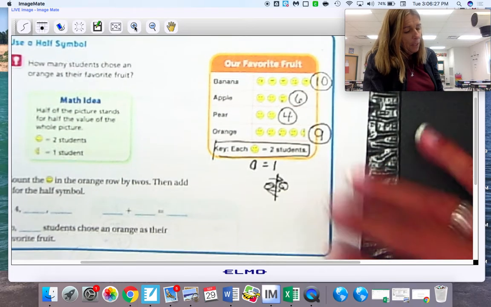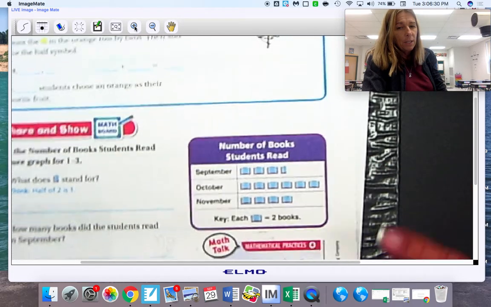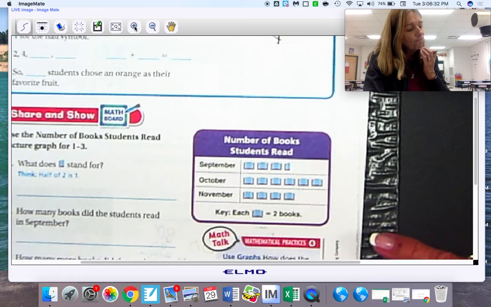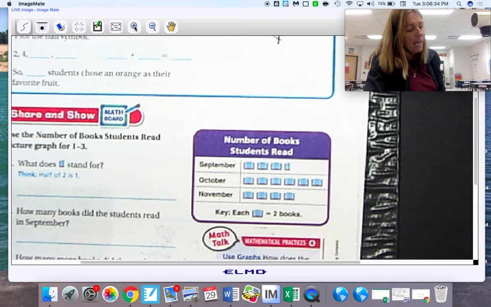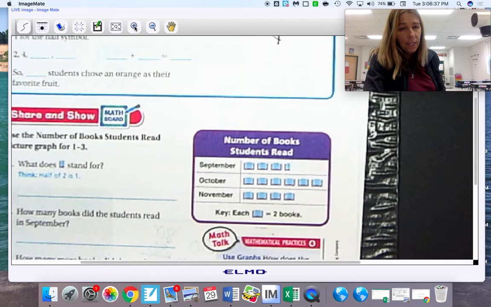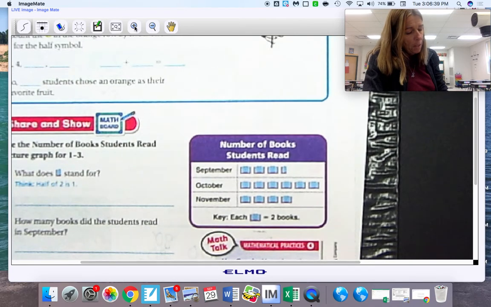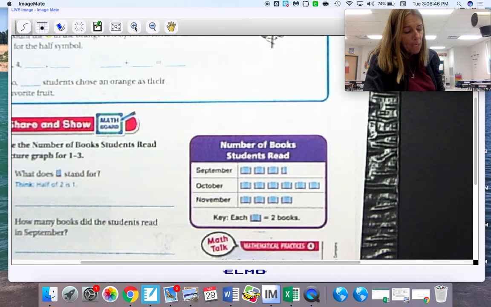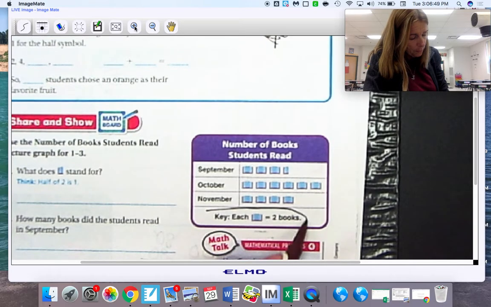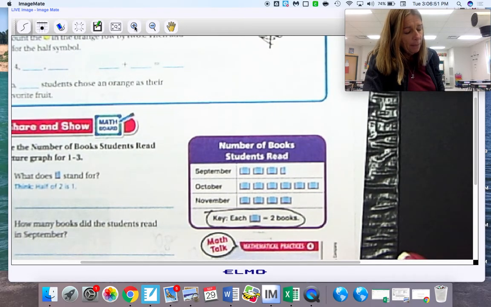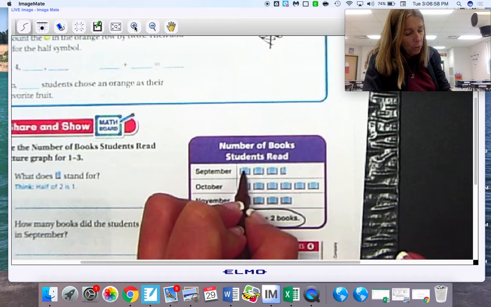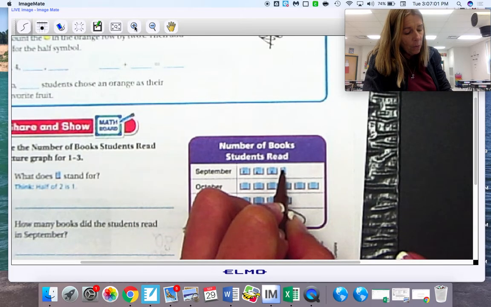All right. And now we're just going to skip down here to this bottom one. And this will be our last one we're going to do together. Number of books students read. Look at your key. Tells me what I'm counting by. And I do have a half in September. So I'd go 2, 4, 6, and 1 more is 7.